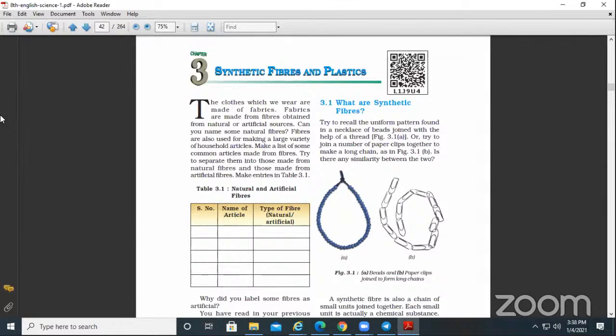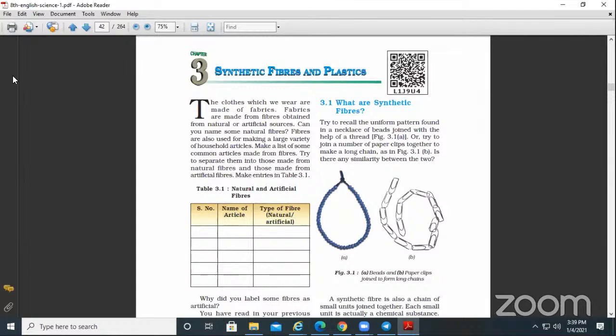Now come to the types of synthetic fibers. What is the difference? Fibers like cotton and jute are obtained from plants. Already I showed the process of making yarn from fibers, which is called spinning. Spinning is nothing but the process of making yarn from the fibers.